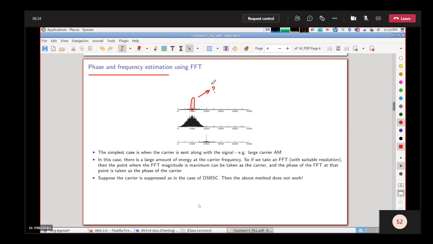But of course, when you do this on a computer, you have to take an FFT, and there is a resolution. So there is a non-zero resolution for the FFT, and we are limited in that way by the bin size of the FFT. But we still can get a coarse estimate of the frequency. You can also compute the phase in this bin to get a coarse estimate of the phase. Is this clear? Any questions regarding this?